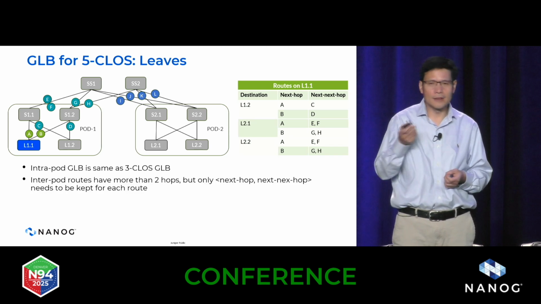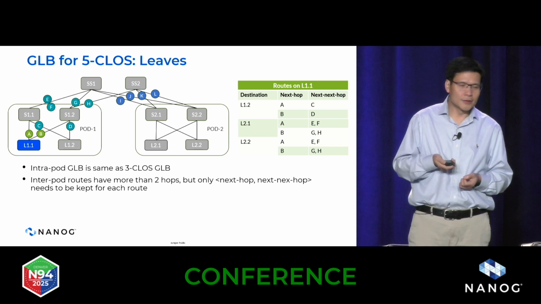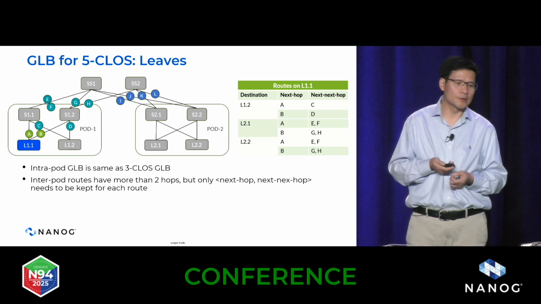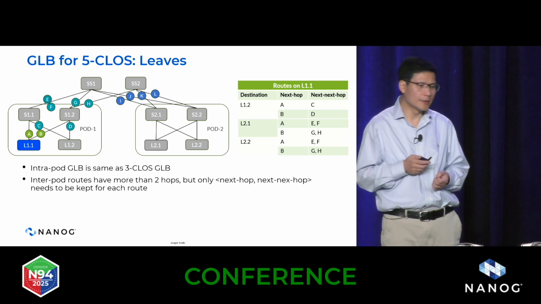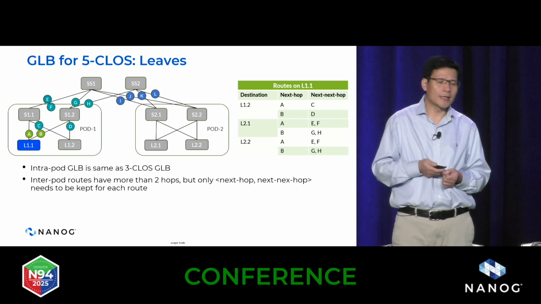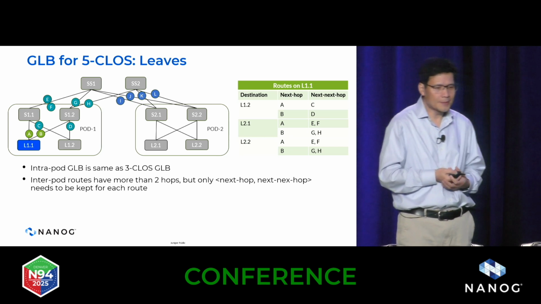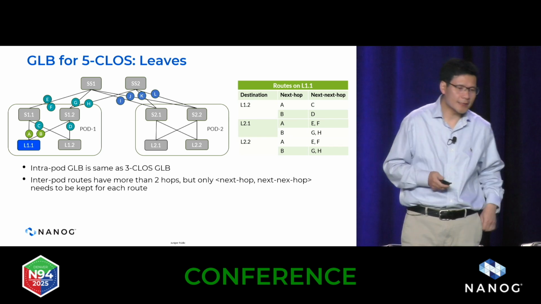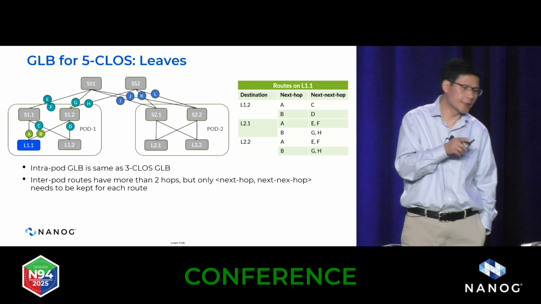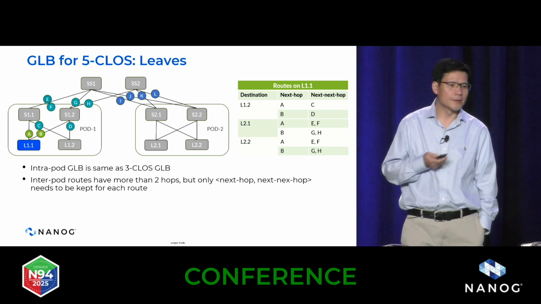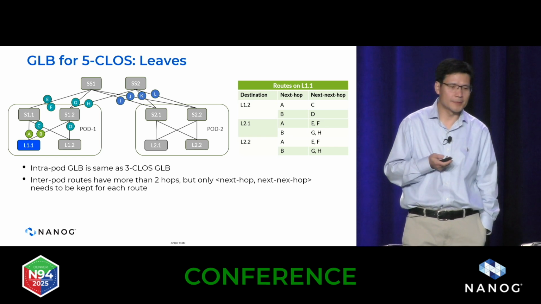However, to reach a node on the other pod, like in this case, for leaf L1.1 in pod 1 to reach those leaves in pod 2, like L2.1, this is usually more than 2 hops. However, the solution only needs L1.1 to keep track of the first 2 hops, the next hop to next hop mapping. So for example here, to reach L2.1, if the next hop is A, then the next next hop would be E and F. Here I missed a link for the link F, which is from spine S1.1 towards super spine SS2. And if the next hop is B, then the next next hop would be G and H.